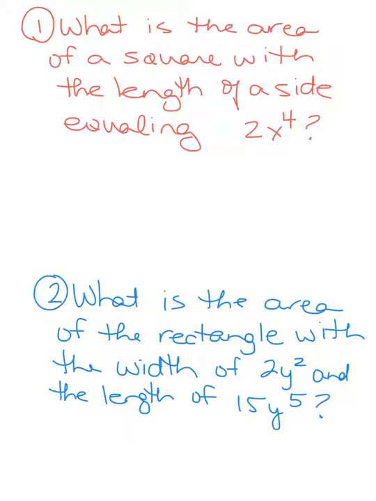Let's look at our last set of problems for today. It says, what is the area of a square with the length of a side equaling 2x to the fourth? Now, anytime in a word problem I see a shape, a square, a triangle, a rectangle, I like to draw it. It just gives me a good visual. So I know I have a square, so I'm going to draw my square. And it says the length of each side is going to be equal to 2x to the fourth. So this is going to be 2x to the fourth, and that's going to be 2x to the fourth. All 4 sides are 2x to the fourth, but for area, I just need 2 of the sides.